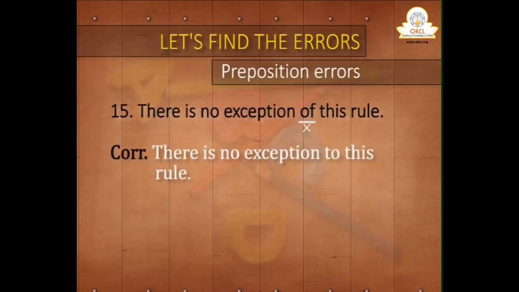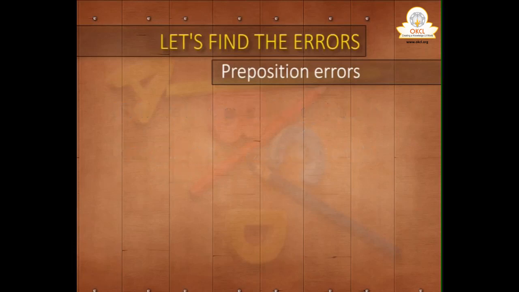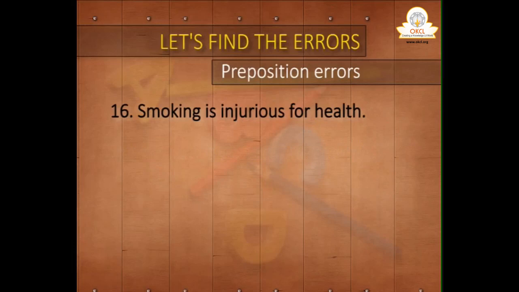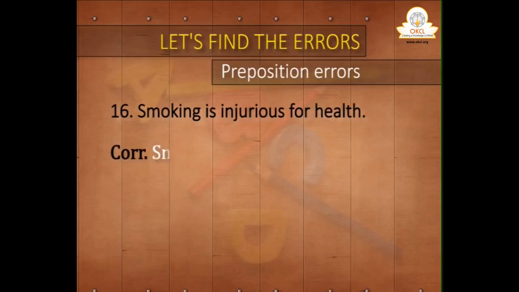Okay, next sentence. Smoking is injurious for health. It is wrong, all of you know. On every cigarette packet it is written. What is written? Smoking is injurious to health, not for. Let's see the next sentence.